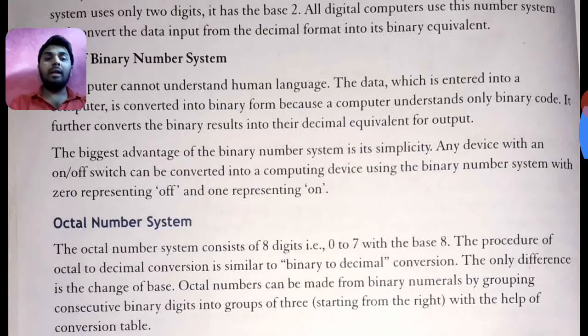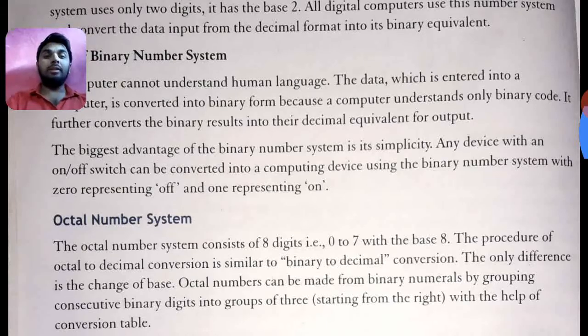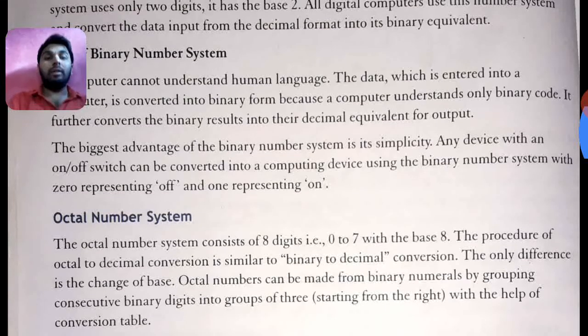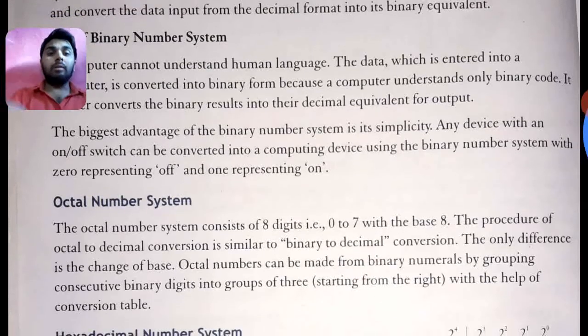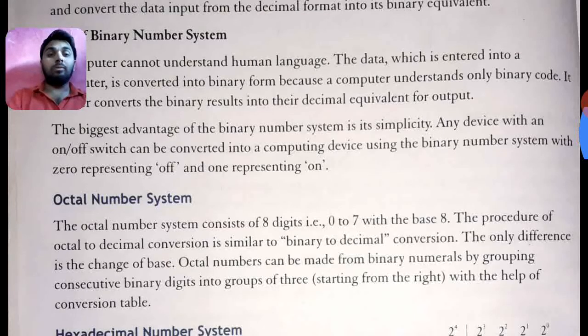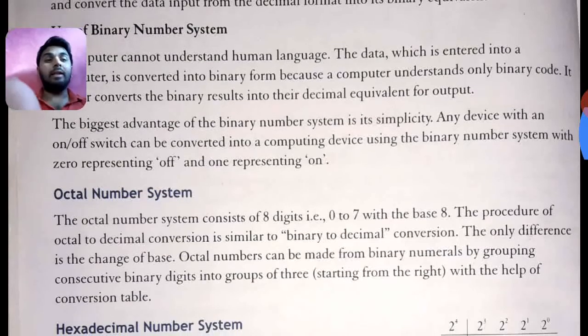Any device with an on-off switch can be converted into a computing device using the binary number system, with 0 representing off and 1 representing on. Means what? 0 will represent off and 1 will represent on, like that, switch on off.